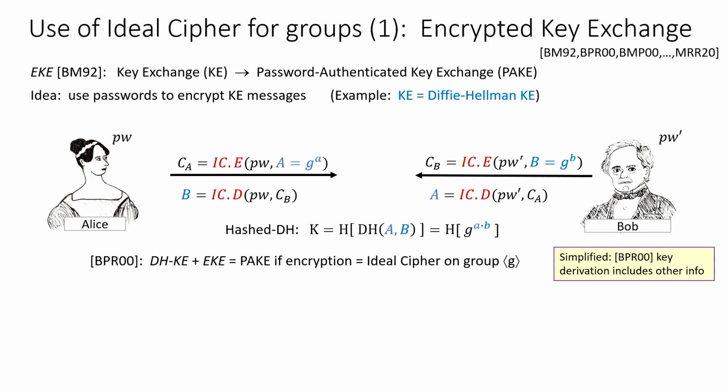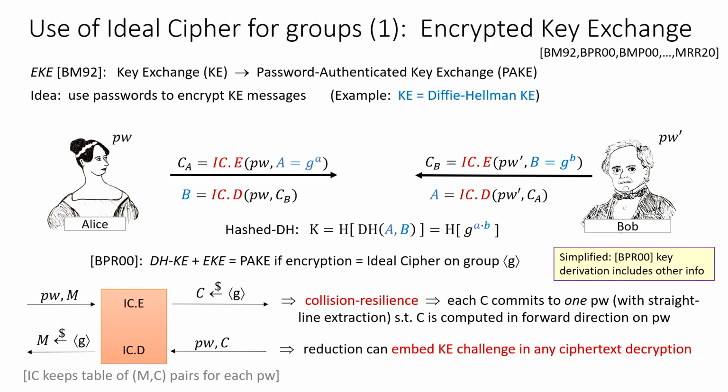Bob decrypts under his password. He encrypts his contribution. Alice decrypts that. So it's like a layer on top of the key exchange, right? And why intuitively does this give a PAKE?